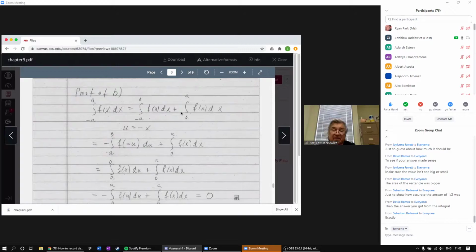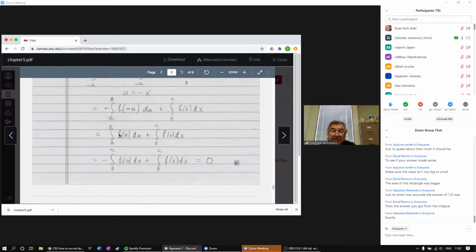Okay, formal proof. The integral from minus a to a, you split it into from minus a to 0 and from 0 to a. You leave this one like it is, and you compute this one making the substitution u equals minus x. If you make the substitution and change the limits of integration, you see that this will be minus the integral from a to 0 of f of minus u du. Now, if you change minus u into u, and then exchange the limits, since the integral from a to 0 is minus, if you get from 0 to a, you will get plus.